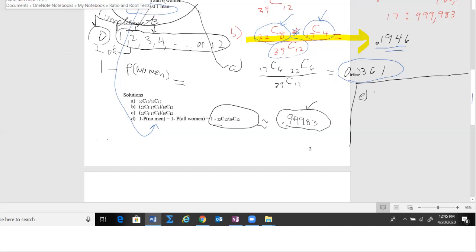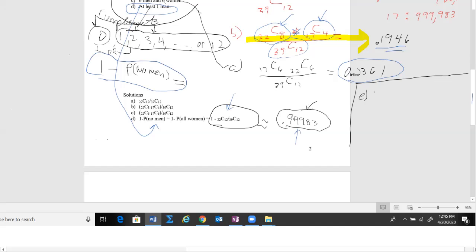I'm just going to take this right here, 1 minus probability of no men. And that's this number here. We calculated that in our first part. All women is the same as no men. And we end up with this number. So it's pretty likely that is going to happen. I mean, think about what you're asking. At least 1 man.